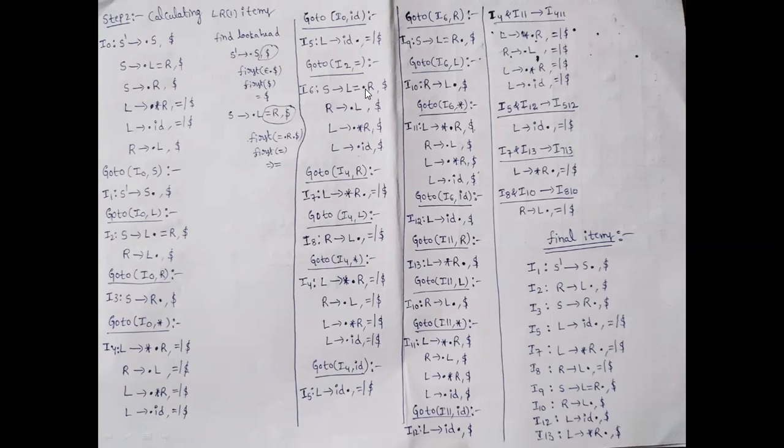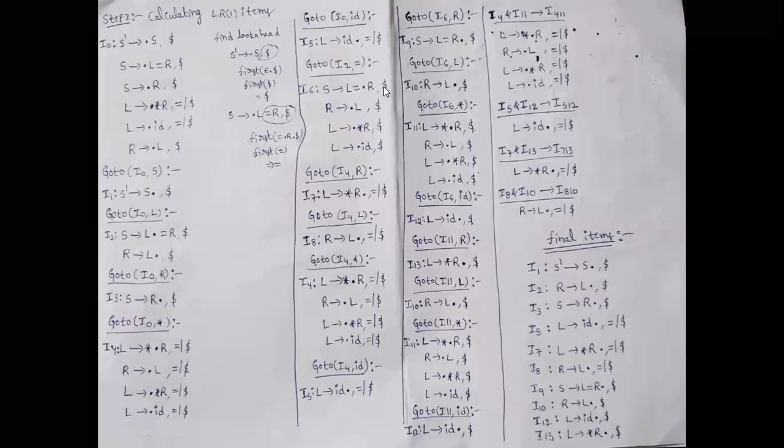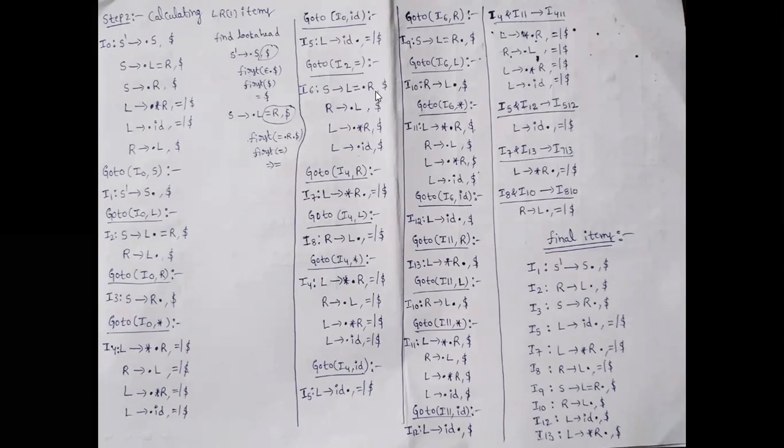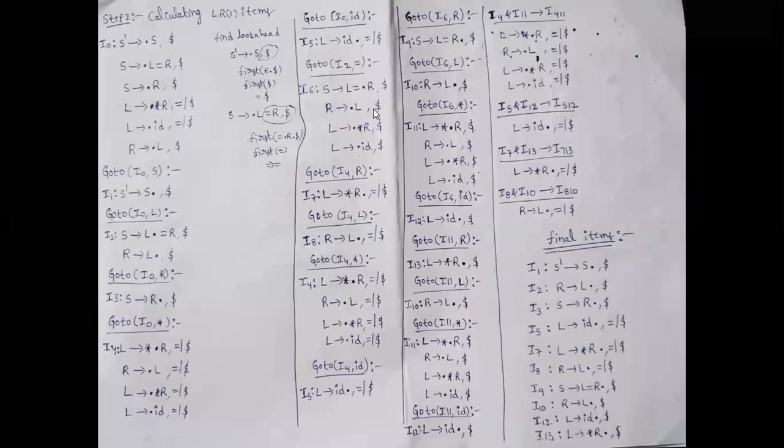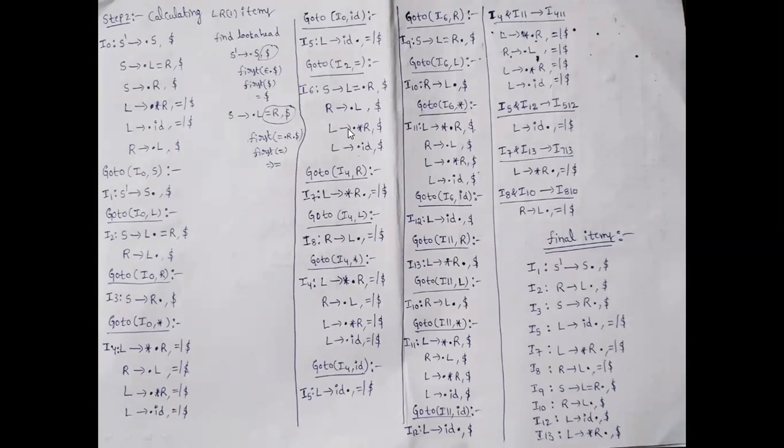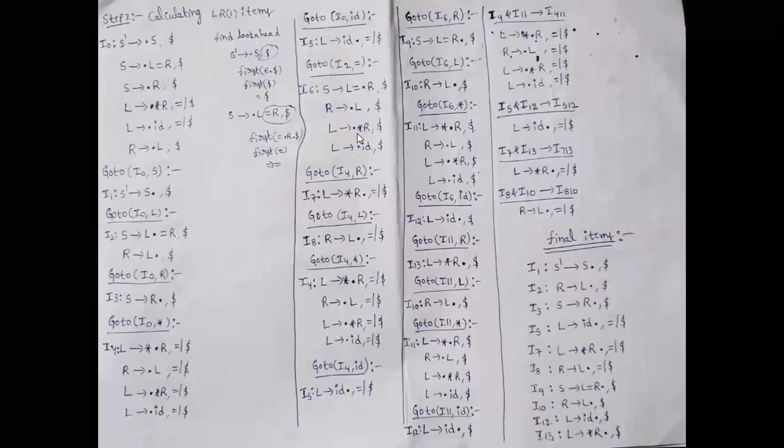So what is the look ahead of this one? After the dot we have capital R, then we add the productions of capital R. After R, is there any terminal or non-terminal? There is no terminal or non-terminal. Then add the first of epsilon concatenated with dollar, that becomes first of dollar, that is dollar. So dollar is added to the look ahead for this production. Considering this production, after the dot we have capital L, so we need to add the productions of capital L. L produces dot star R, because it is an item, and L produces dot ID.